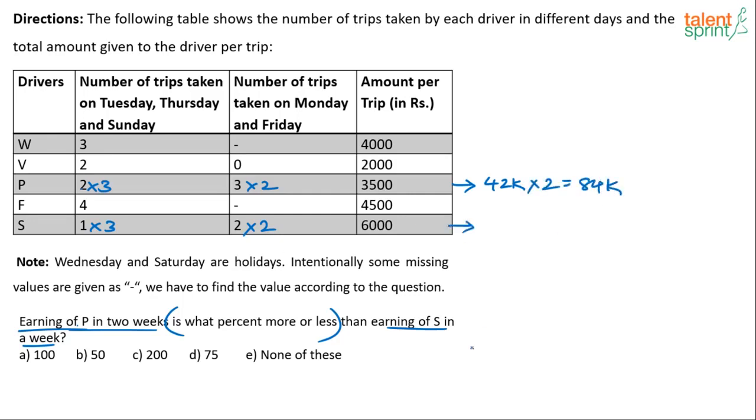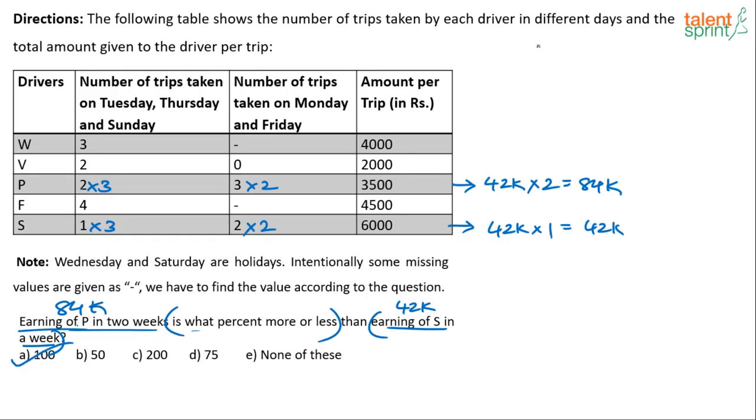Similarly for S. S in how many weeks? S in 1 week. So S in a week will be what? 1 into 3, 3. 2 into 2, 4. 4 plus 3, 7. 7 into 6,000, 42,000, into 1, because we are talking about 1 week. So earning of P in 2 weeks is 84,000. So basically 84,000 is what percentage more or less than 42,000? 84,000 is what percentage more than 42,000? 100% more. Yes or no? It is double, right? So it is 100% more.